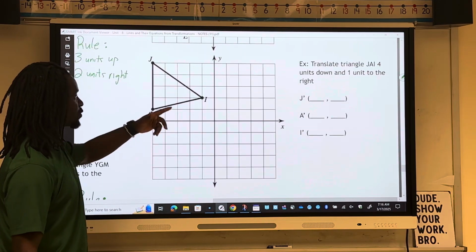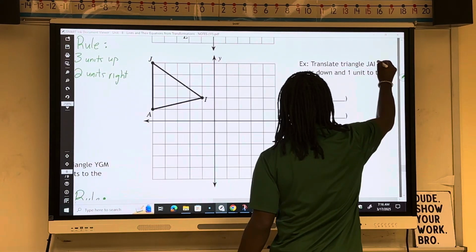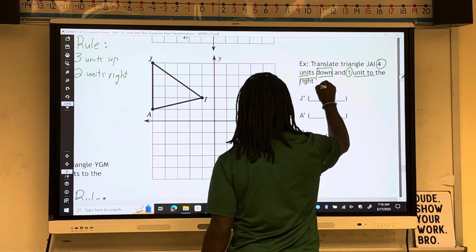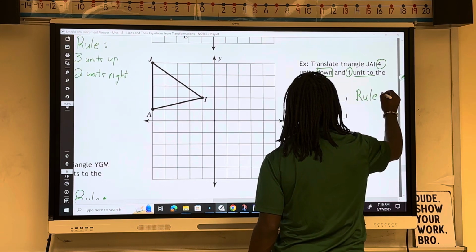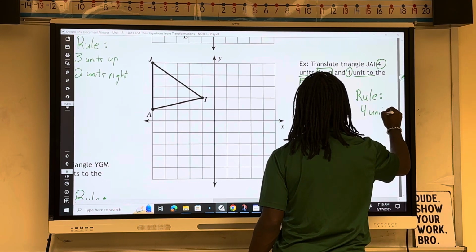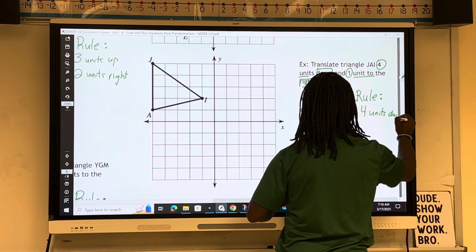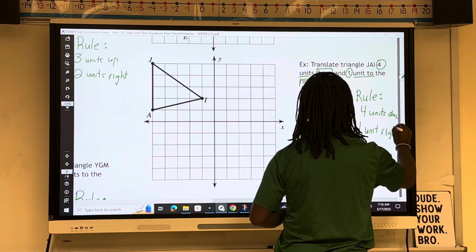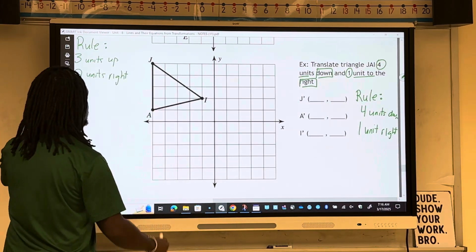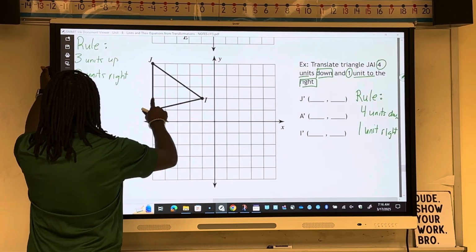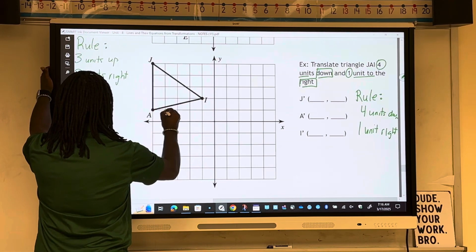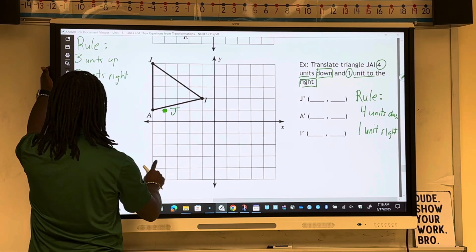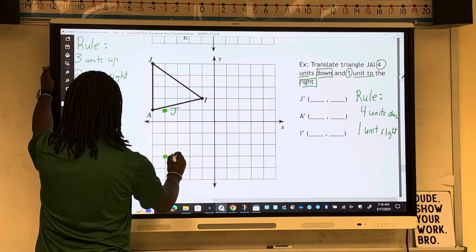And for the last one of these, we're going to translate the triangle down 4 units and then 1 unit to the right. So the rule is 4 units down and 1 unit right. Start with J: 1, 2, 3, 4, 1 to the right. That is our new J. 4 units down, 1, 2, 3, 4, 1 unit to the right. That is our new A.